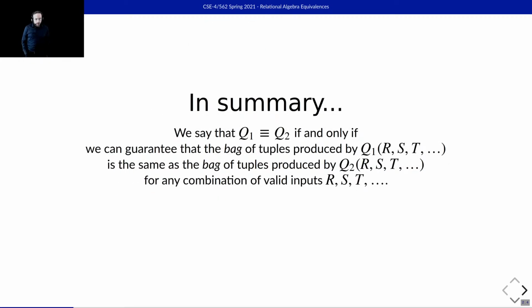Okay, so to summarize, what we get from those ground rules: I'm going to call two queries equivalent, symbolized by that little hamburger there, if and only if we can guarantee that if I run one of the queries on a particular input, I will get the same bag of tuples as if I run the second query on exactly the same input, and that this holds for any possible valid input that I can feed the query.